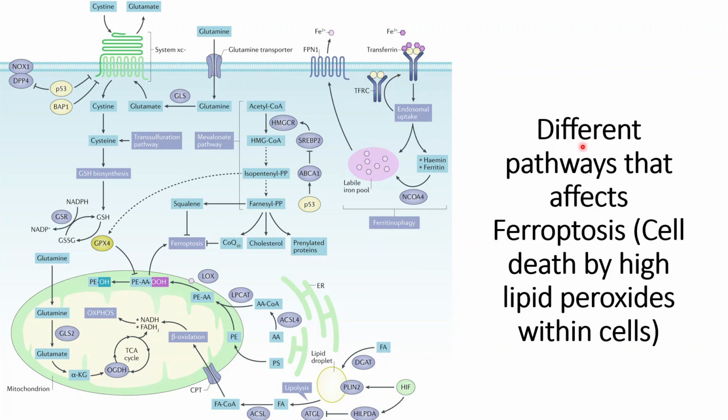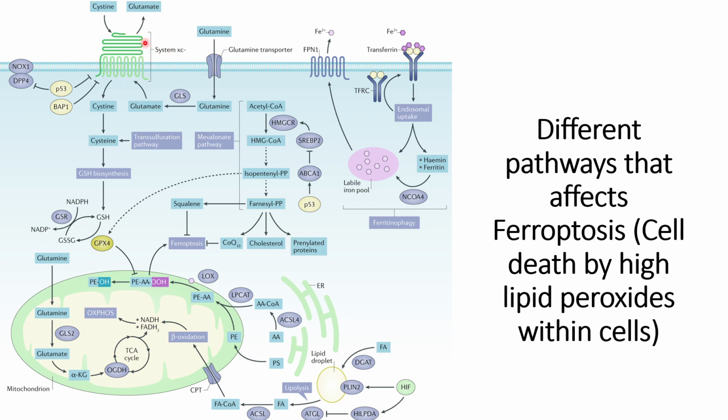In this video we will discuss the different pathways, additional to the pathways that we have already covered in our previous videos about ferroptosis. We will discuss some of the different pathways that affect ferroptosis sensitivity of the cells. Ferroptosis, in general, means cell death by high lipid peroxide buildup within the cells. Some of the pathways we have already discussed, and these are the system XC pathway.